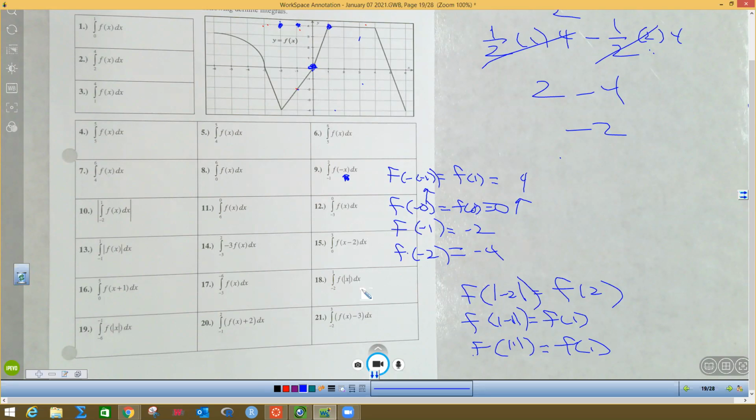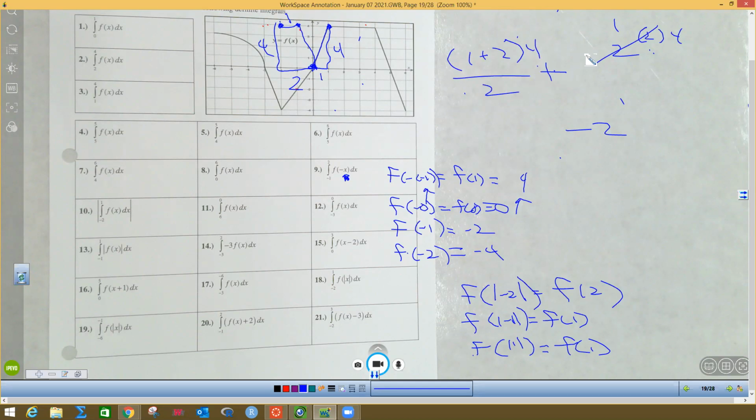How far are we going? Which one is this? This is this one, right? 18? So 18 wants the area of this. If I could draw better. So that is a trapezoid. And this one's a triangle. So base 1 is 1. Base 2 is 2. So it's 1 plus 2 times the height of 4 all over 2 plus that triangle. That triangle is 1/2. The base is 1. The height is 4. So let's see, this is going to be 6 plus 2. So that should be 8.